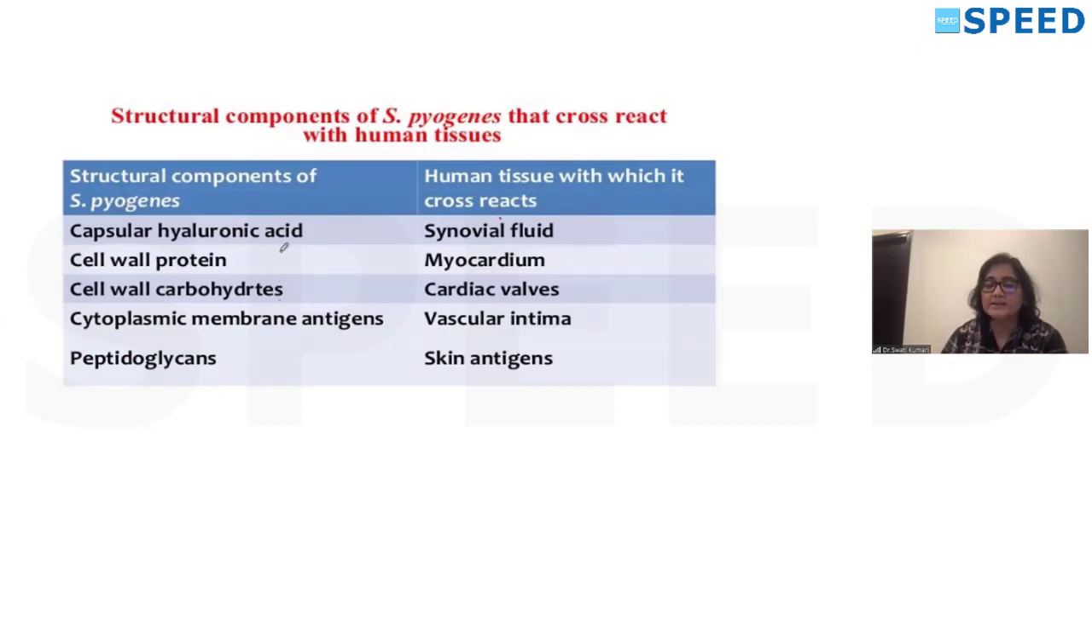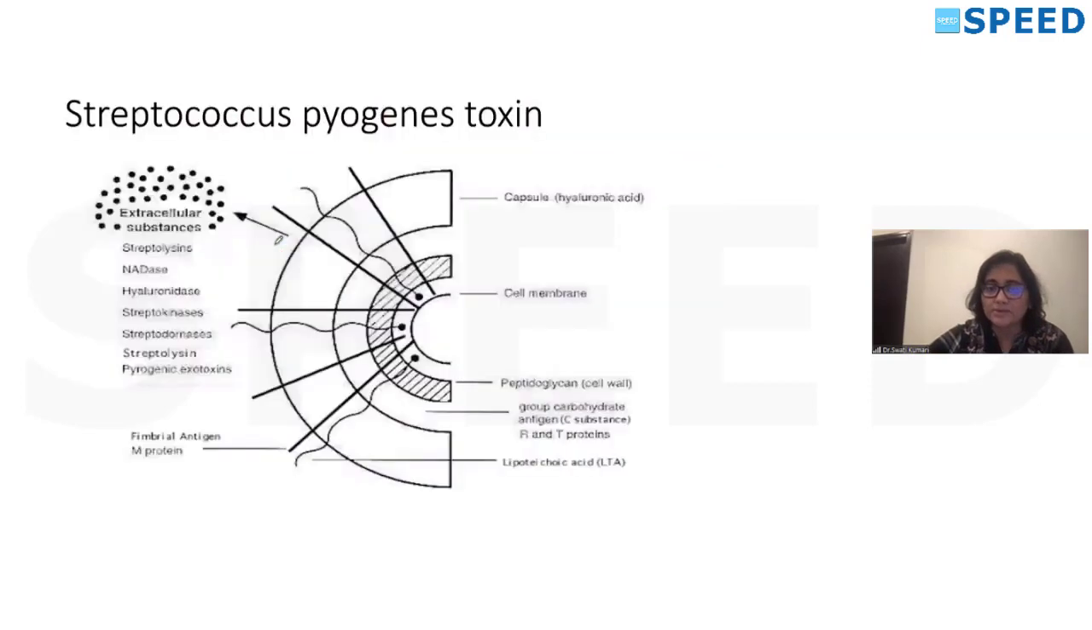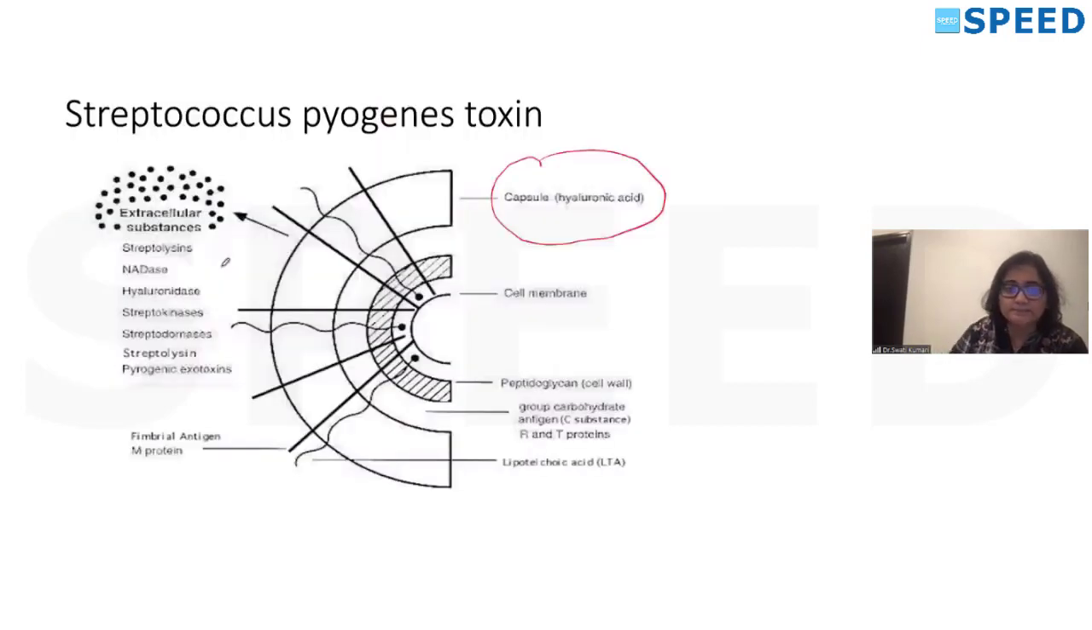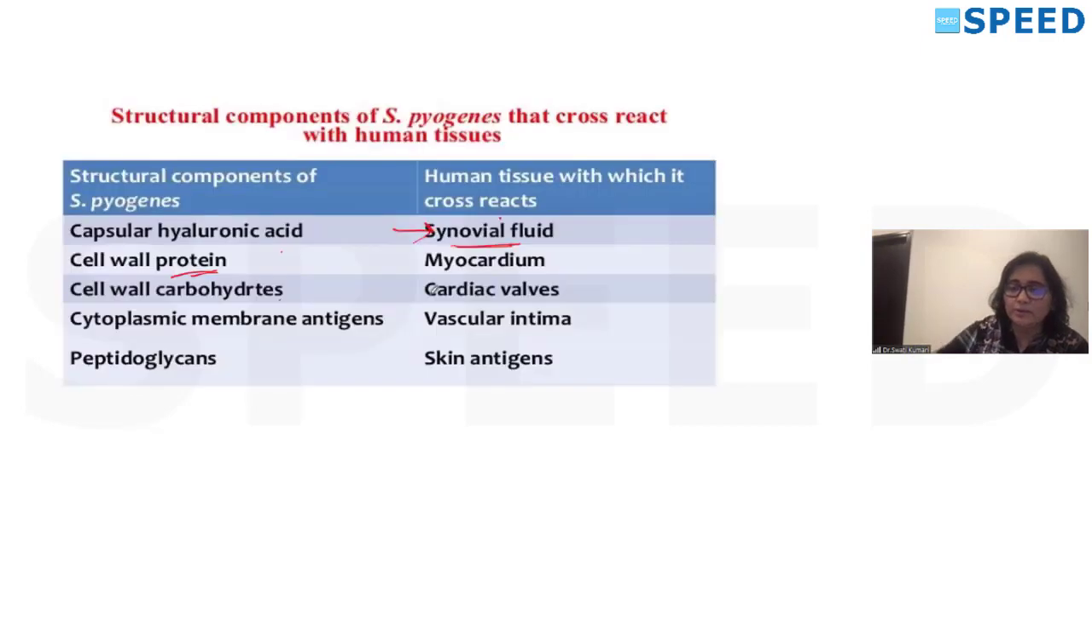So hyaluronic acid is present in Streptococcus. So this is the picture. The capsule will have hyaluronic acid, which will cross-react with human synovial tissue, which is present in our knee. Then cell wall protein will cross-react with myocardium.